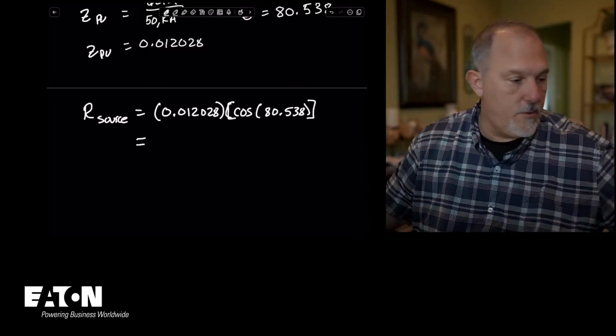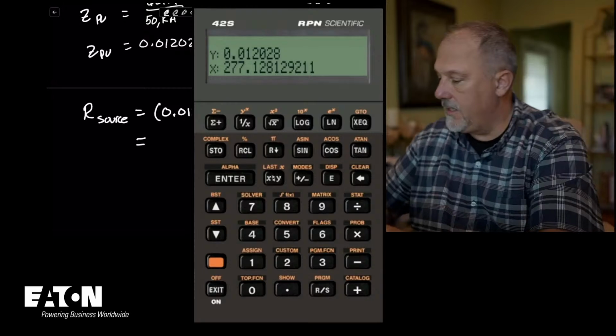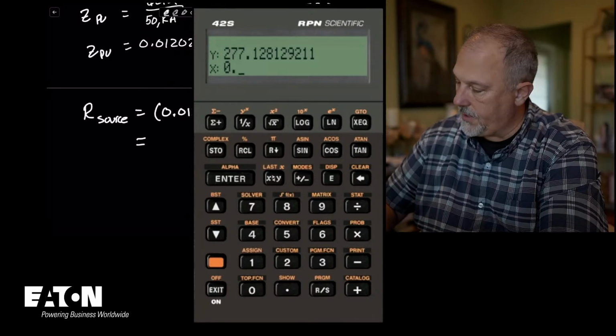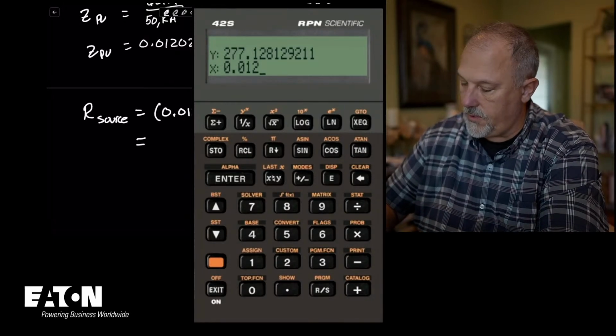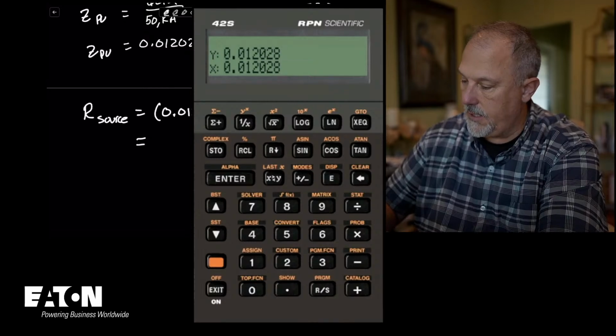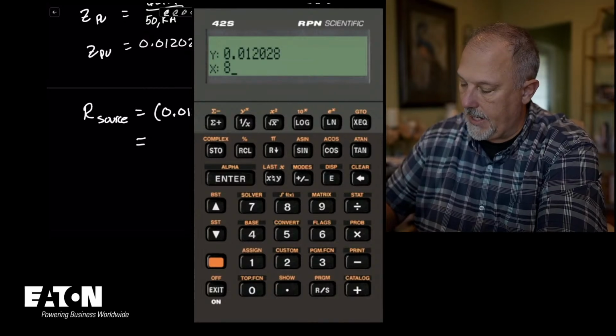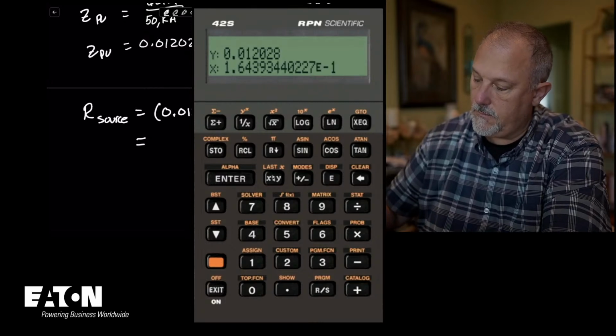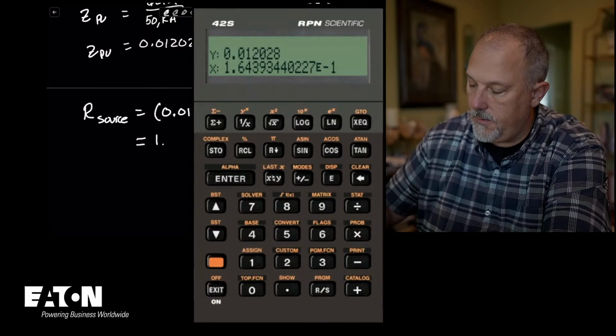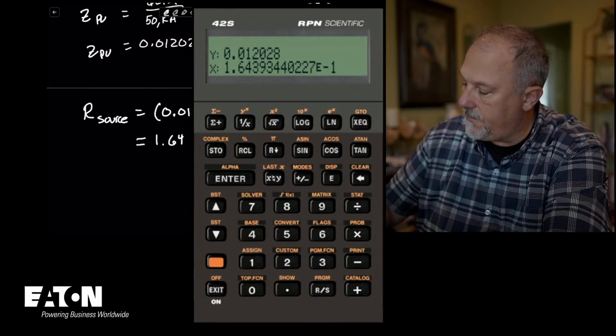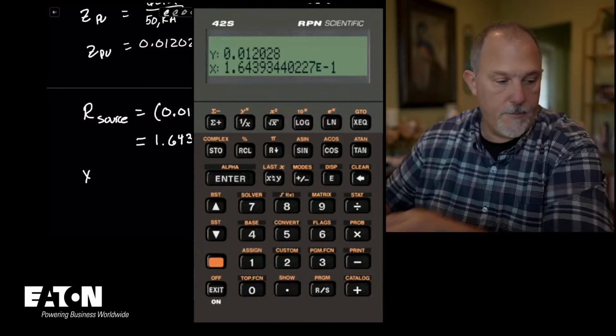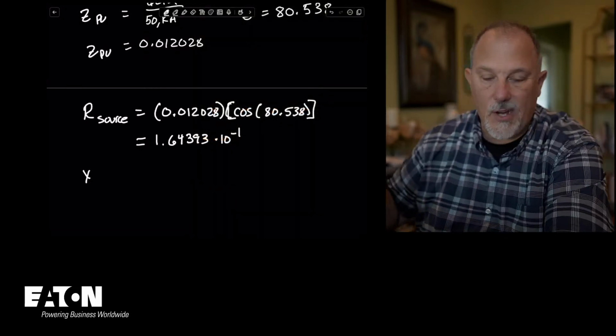So let's do the math. I do 0.012028 times cosine of 80.538. That's 1.64393 times 10 to the negative 1. All right, so that is R source.